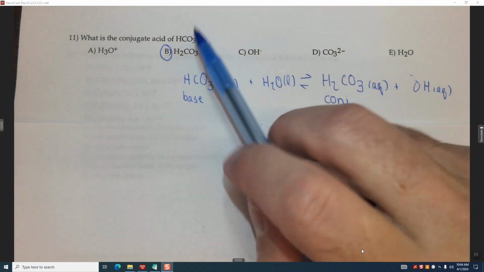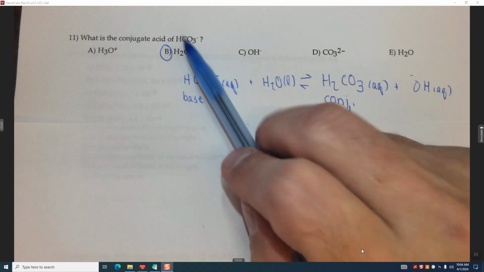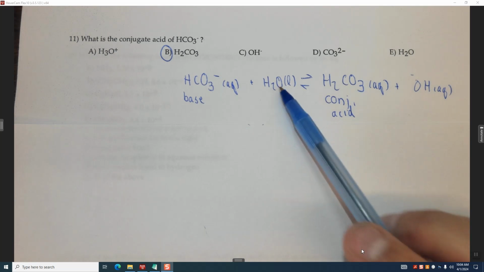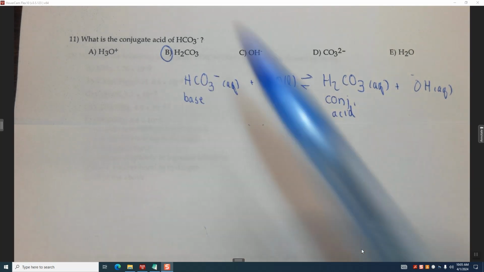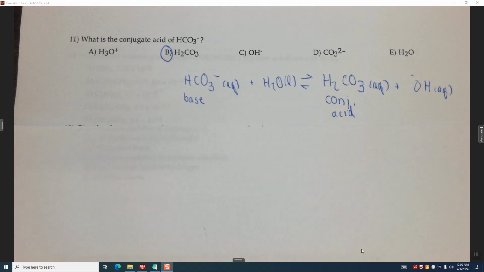Note that you could also draw the conjugate base of this, where it would act like an acid and protonate the water to make H3O plus, and you'd end up with CO3 2 minus. So this one is so-called amphoteric because it can go both ways, but that's not for this question. That's just an extra piece of information for watching the video.